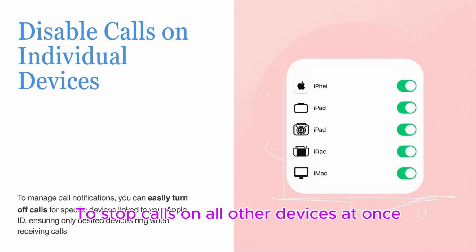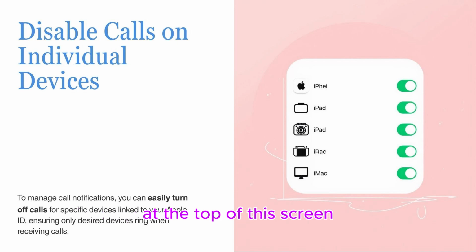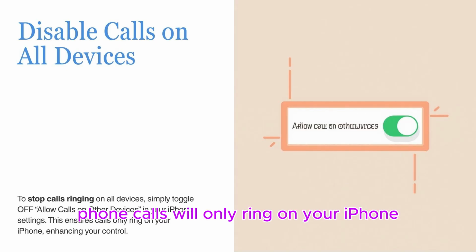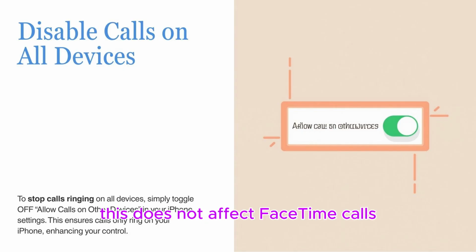To stop calls on all other devices at once, at the top of this screen, turn off the main switch for Allow Calls on Other Devices. Confirm if prompted. Now, phone calls will only ring on your iPhone. Remember, this does not affect FaceTime calls, which are managed separately in the FaceTime settings on each device.